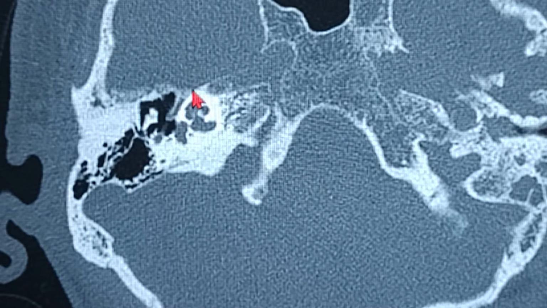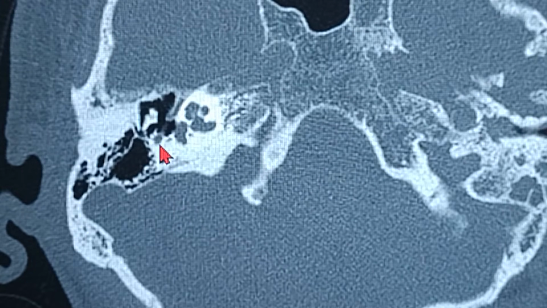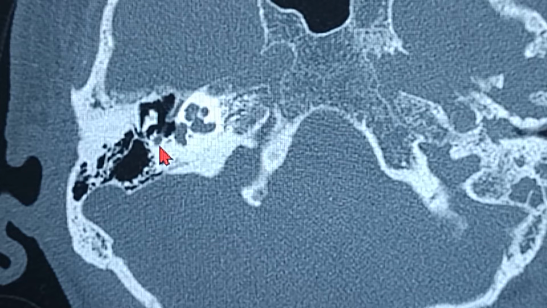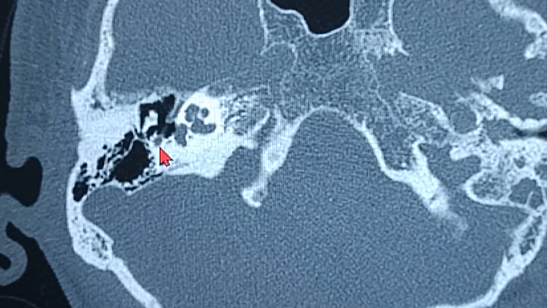So this is how you basically look for the facial nerve in cases of decompression surgeries, or in cases of facial recess approach, or in cases of accidental trauma where you have to decompress the facial nerve.